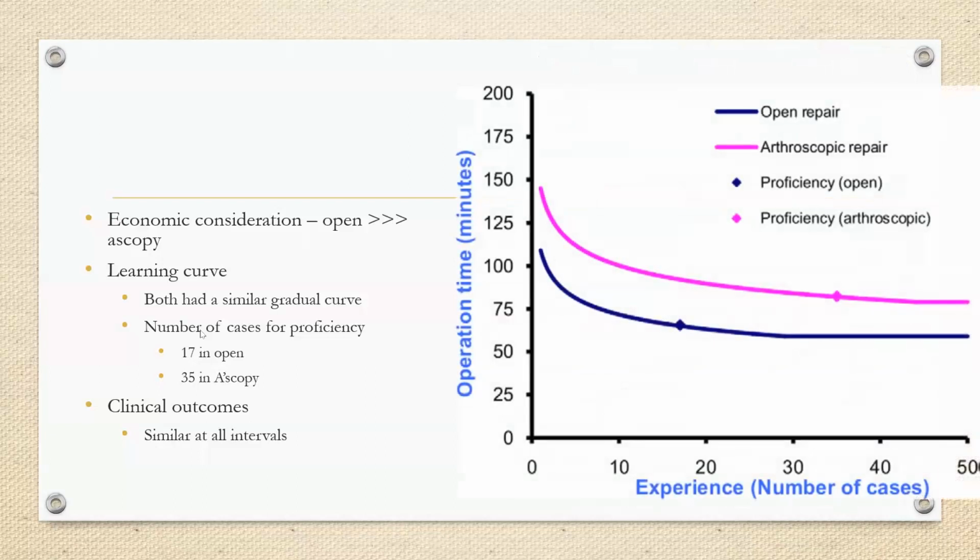And with respect to learning curve, as you'd expect, the time duration for surgery was less with an open procedure as compared to an arthroscopic procedure. But interestingly, they found both actually follow a similar gradual learning curve, in the sense that there was a steep decrease and then a similar plateau in both procedures. Another point to note is the number of cases after which the trainee becomes very proficient in the procedure, which was only 17 cases for open repairs as opposed to 35 for arthroscopic repair. So, in other words, you need experience of half the cases with an open procedure, as compared to arthroscopy, to be very familiar with the procedure.